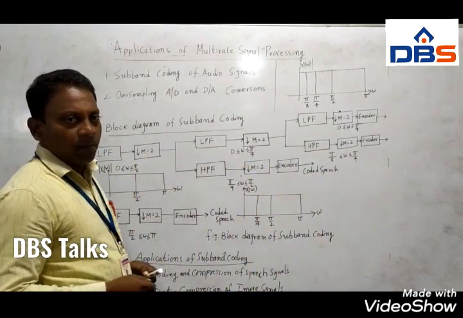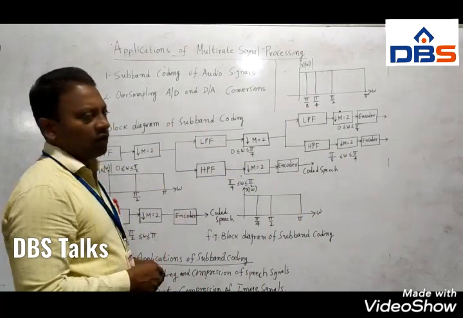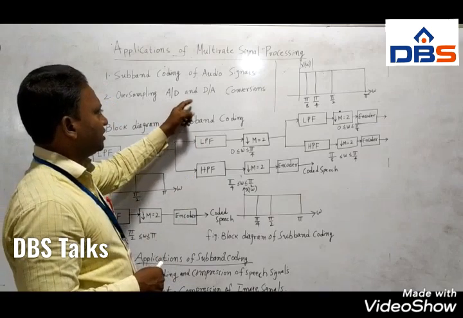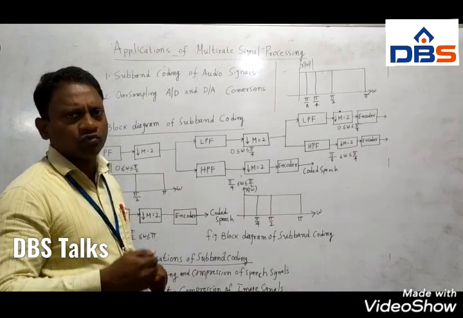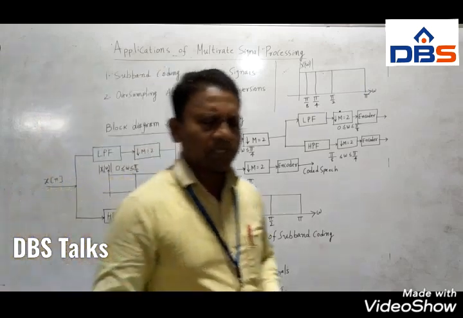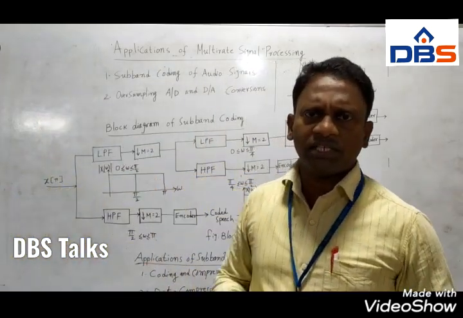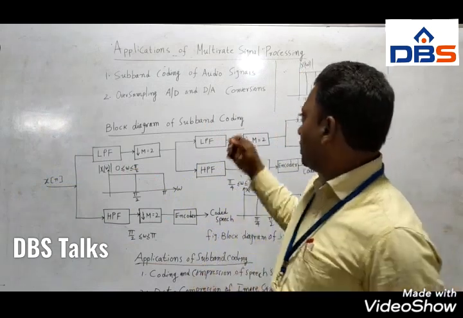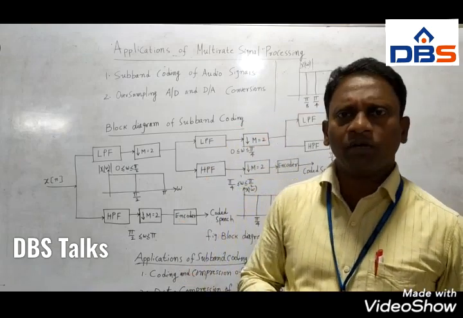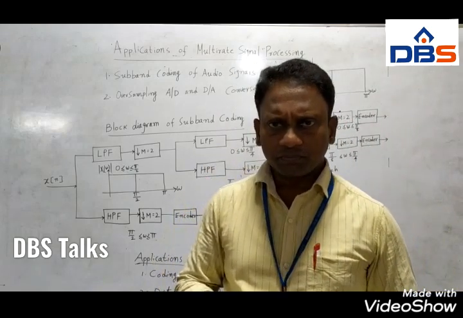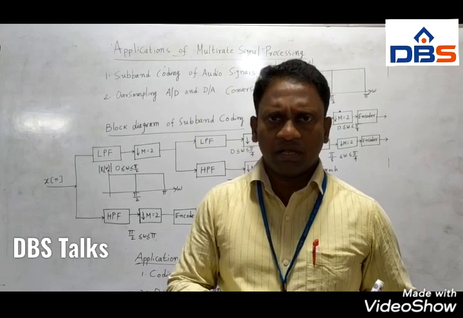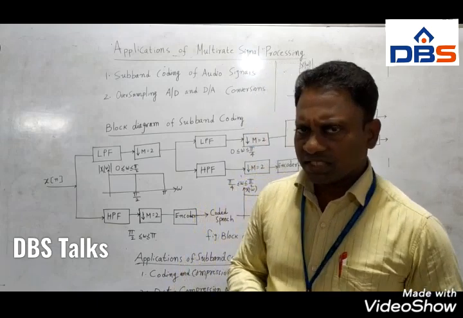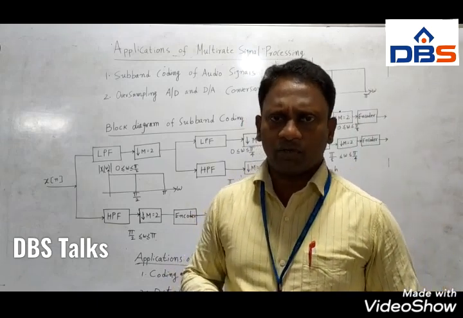Now the first application is subband coding of audio signals, and the second one is oversampling analog to digital and digital to analog conversions. These two we will see. There are more applications, but we will discuss only 2 or 3 applications. Okay, first we will see what is subband coding of audio signals. Subband coding of audio signals means how to code the audio signals with respect to the frequency band. Okay, because we will see what is the need for this subband coding.